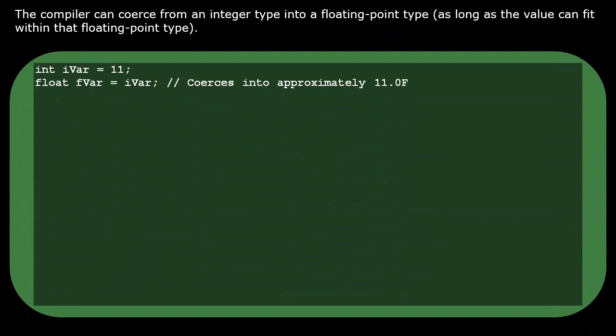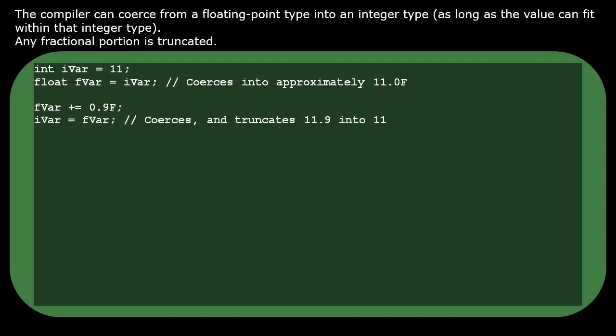The compiler can coerce from an integer type into a floating point type, as long as the value can fit within that floating point type. Going the other direction, the compiler can coerce from a floating point type into an integer type, as long as the value can fit within that integer type. Any fractional portion will be truncated.